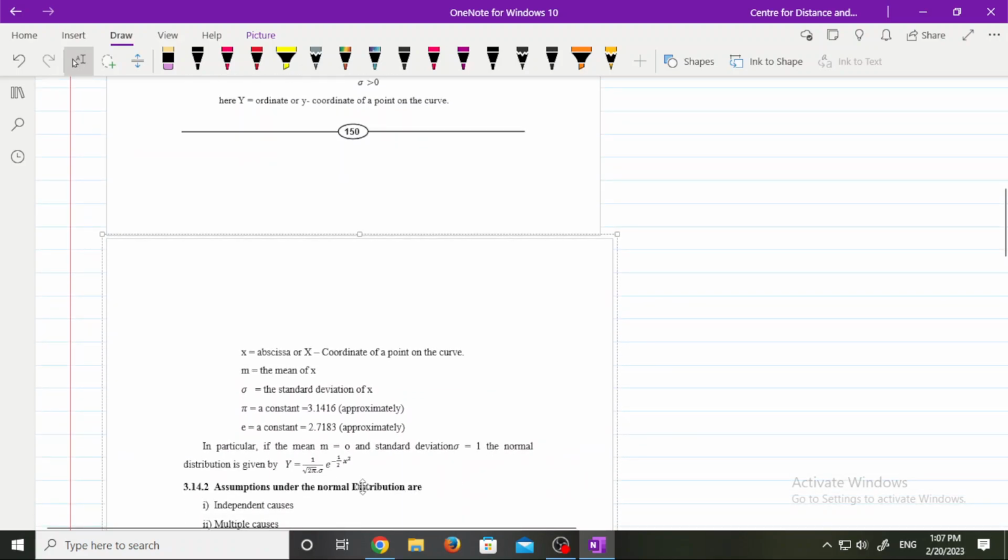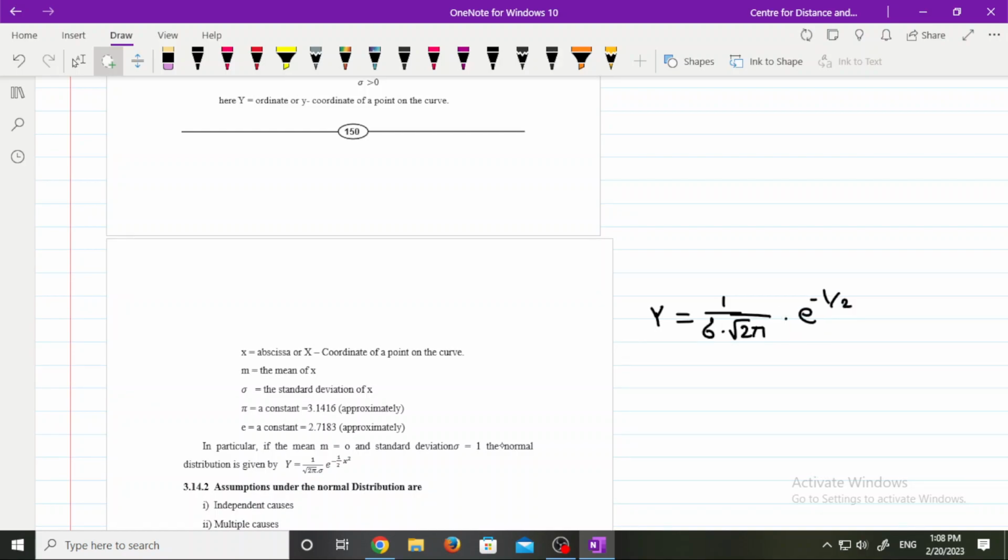In particular, when the mean m is equal to 0 and the standard deviation is equal to 1, this normal distribution becomes y equal to 1 upon sigma into under root 2 pi into e raised to minus 1 by 2 into (x minus m divided by sigma) bracket square.